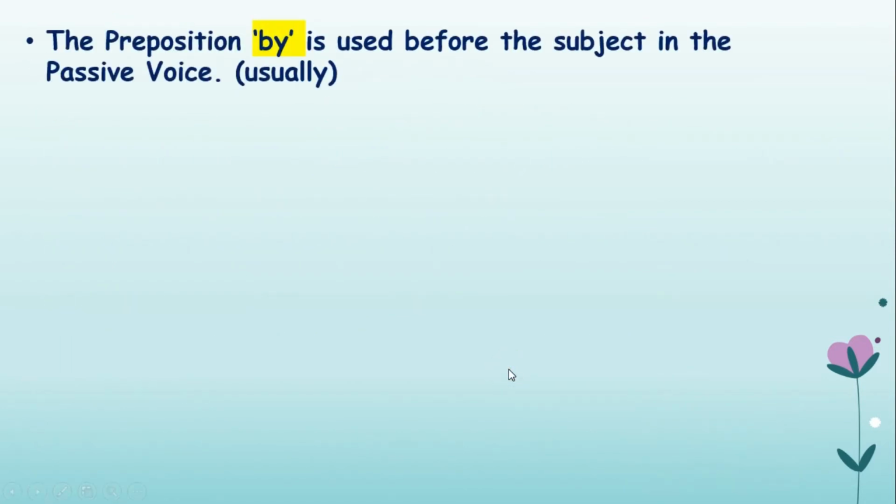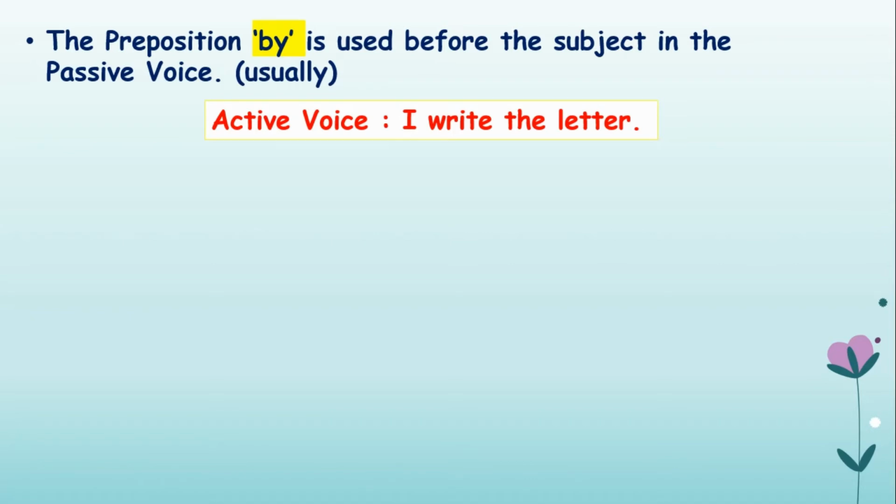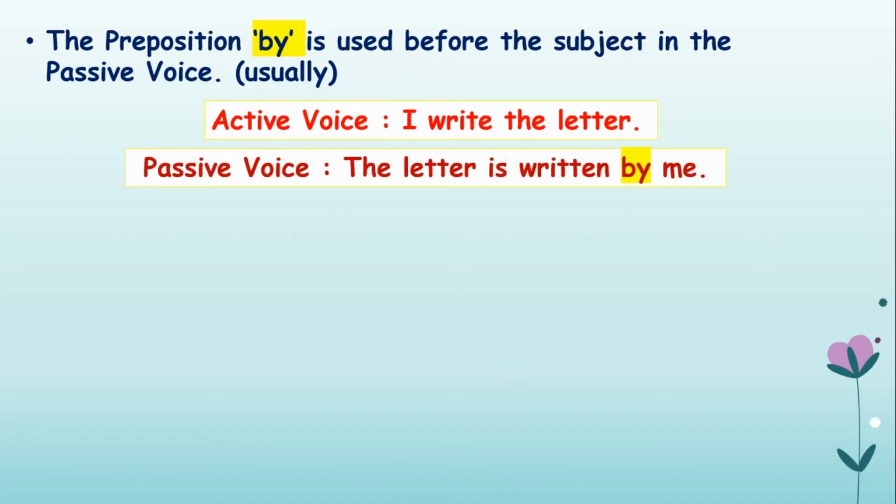Okay, the preposition by is used before the subject in the passive voice. Not always, but usually. It makes things easier for us if it is used. Okay, active voice, I write the letter. Passive voice, the letter is written by me. So the letter, object of the active voice, has become the subject of the passive voice. Write has become written, V3 form, and is, an auxiliary, is added to it. And by whom? By me. This subject I has become me over here, the object.